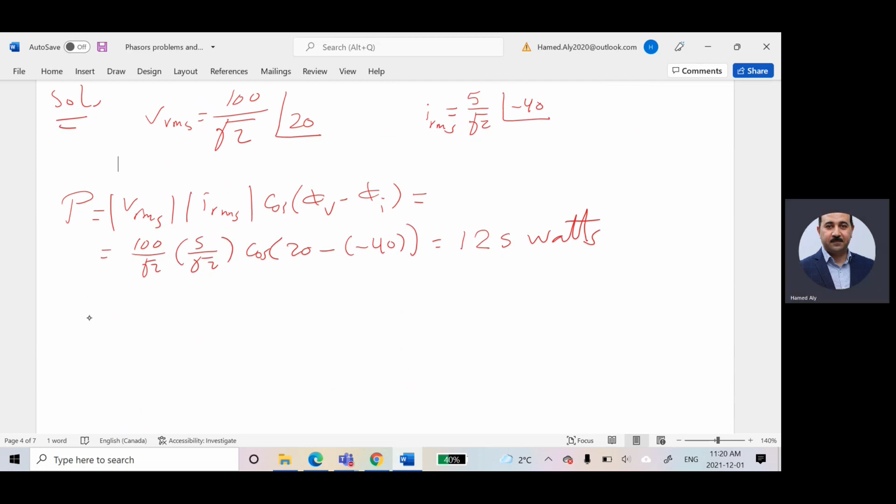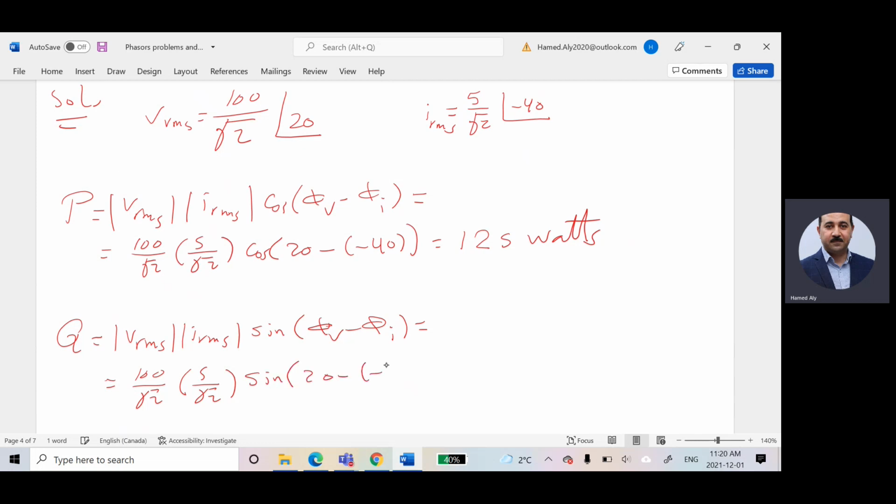He asked me about Q. It's similar to this equation, but instead of cosine, we are using sine. So V RMS times I RMS times sine(phi V minus phi I). This will be equal to, similar to the above equation, 100 over root 2 multiplied by 5 over root 2 multiplied by sine(20 minus 40). So if you try to calculate it, it is 216.5 volt ampere reactive.